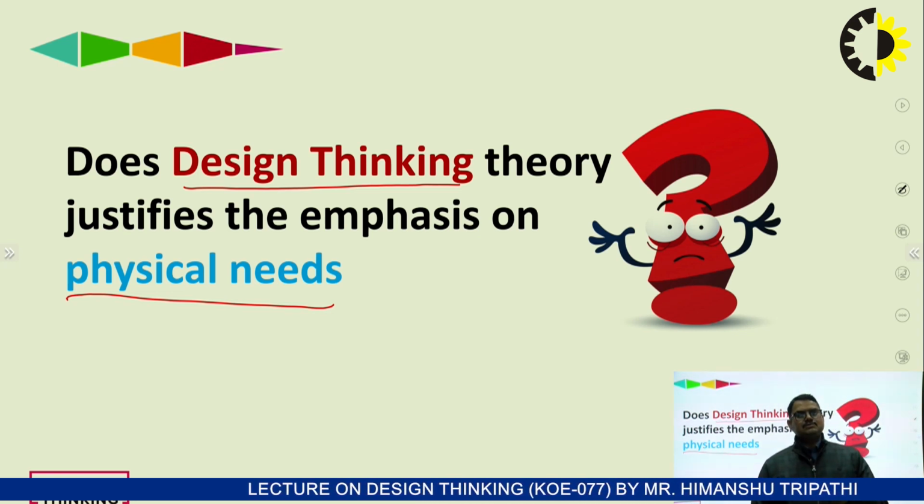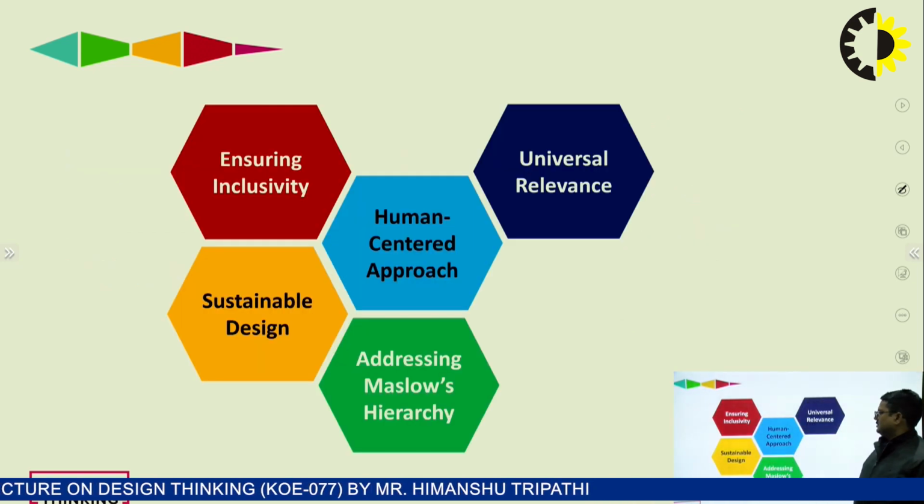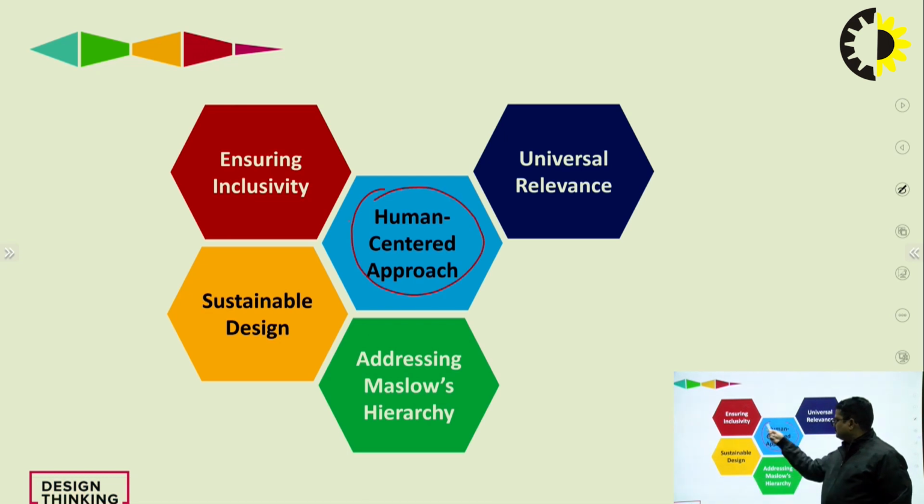To understand the basic physical needs, let's discuss the correlation first, that is, why we are putting design thinking into the domain of basic physical needs. We know that design thinking is a human-centered approach. We are always human-centered during the design thinking approach. We are always thinking about or talking about the users, who are definitely humans. It has universal relevance. It is ensuring inclusivity.